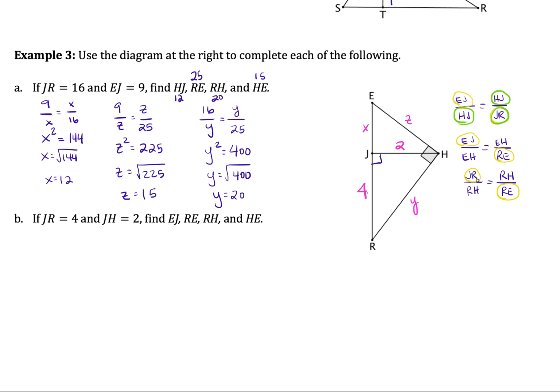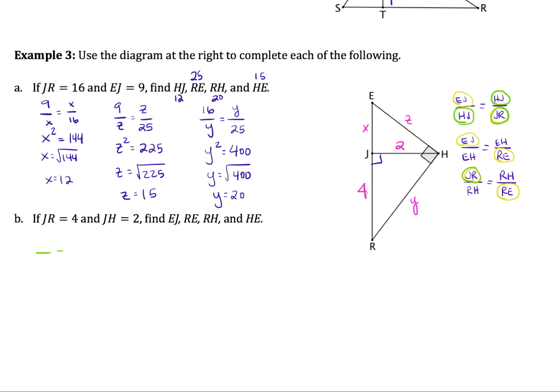In this third proportion, we know that JR is 4, we don't know RH, and we don't know RE yet. So right now we only know one part of the 3 numbers that are in this last proportion. So it looks like we need to start up here with this proportion. So let's work on that. Let's set up that first proportion.